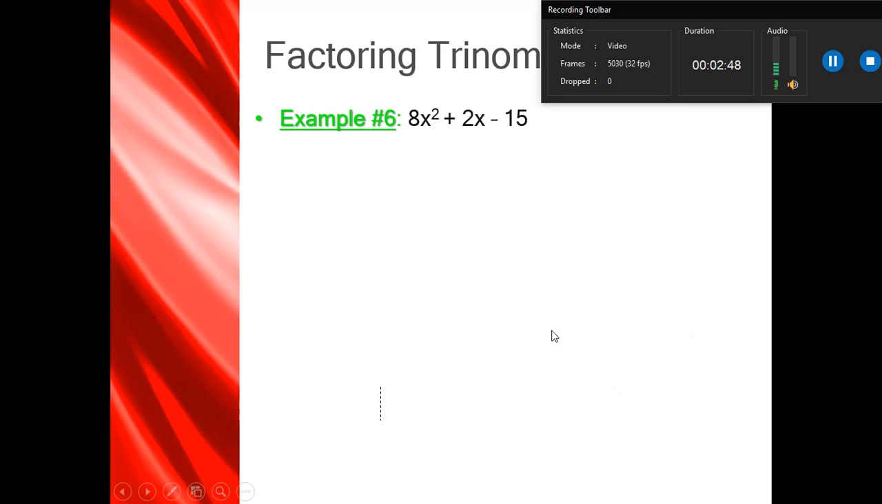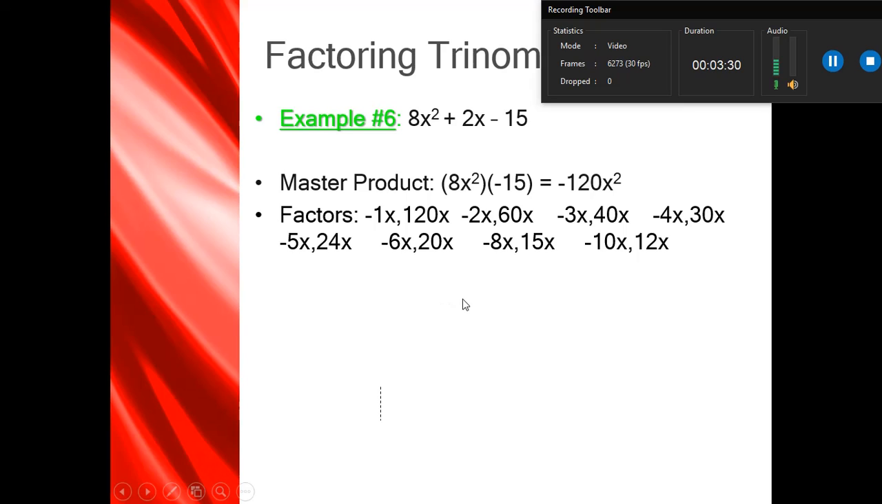For example 6, we're going to multiply our a term and our c term together to create our master product. So this time we have a 3-digit master product, which means there's probably a lot more factors. So we're going to go through and make the list very logically. I'm going to start with 1 and 120. We also want to notice that our term c is negative, but our middle term b is positive. So that tells me that there's one of each.